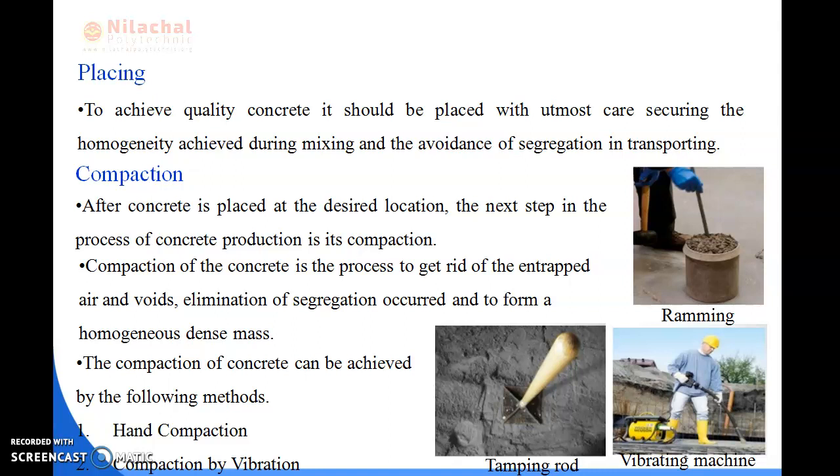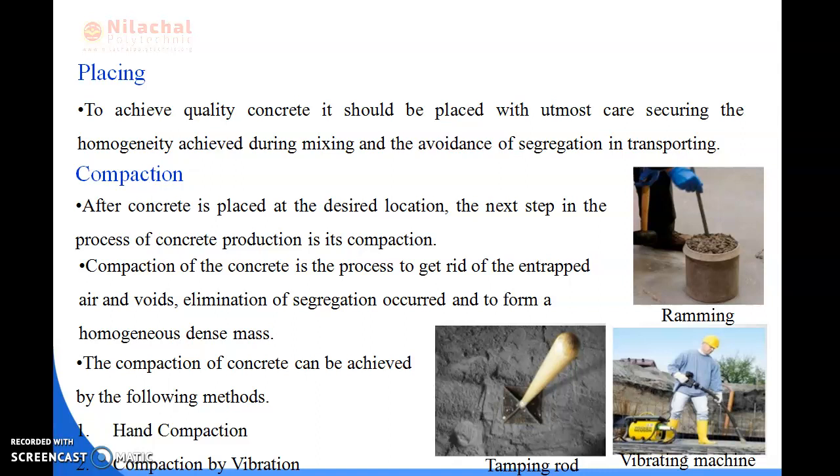So why is compaction of the concrete done? It is mainly done to eliminate or avoid air bubbles or air voids, and thus to give the maximum density to the concrete. The compaction of the concrete can be achieved by the following methods: hand compaction and compaction by vibration. Okay, there are two methods of compaction of concrete.